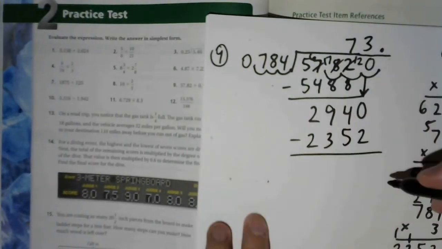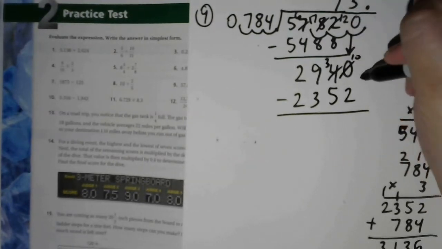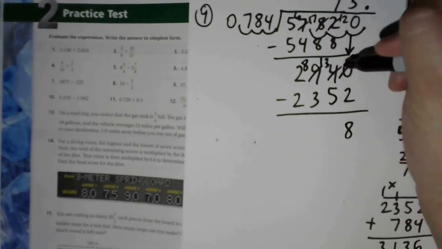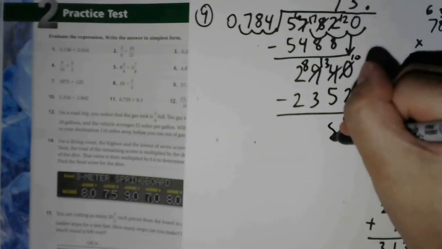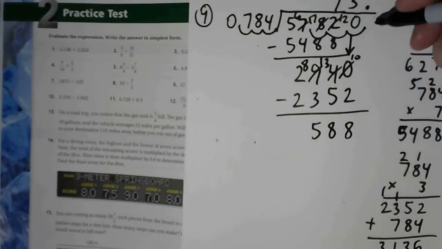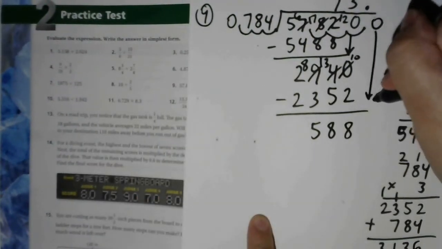2,352. Now I subtract. Got to borrow from the 4. That becomes a 3. This becomes a 10. 10 minus 2 is 8. 3 minus 5 I can't do. I must borrow here from the 9. That becomes a 13. 13 minus 5 is 8. 8 minus 3 is 5. And 2 minus 2 is nothing. Well, that's a smaller number, so I've checked that. That's good. Now I add a 0 and bring it down.